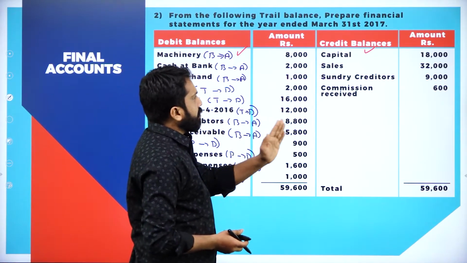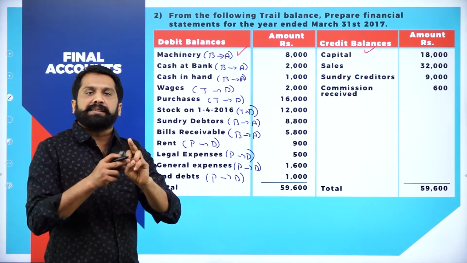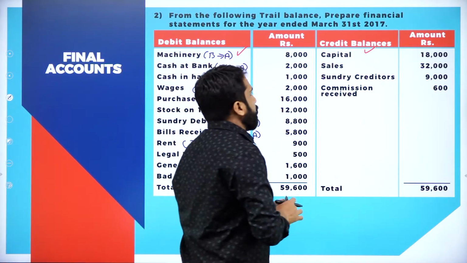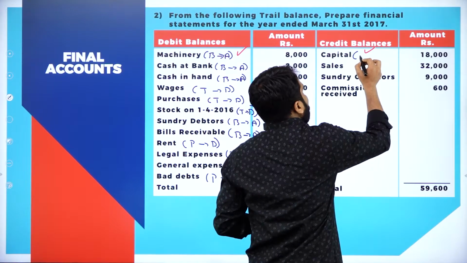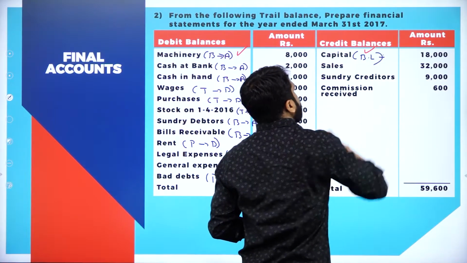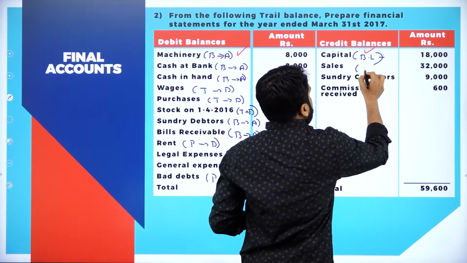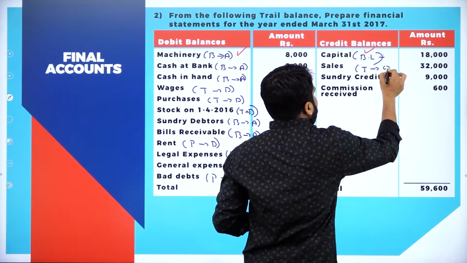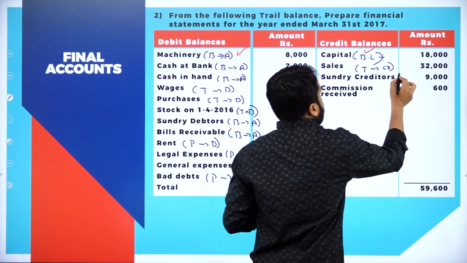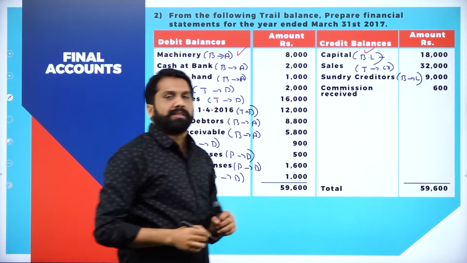Next, we'll come to the credit side. On the credit side, only two things will come: credit side items as well as liability items. Now, capital comes under balance sheet liability. Next, sales comes under trading account credit side. Creditors come under balance sheet liability. Commission received.